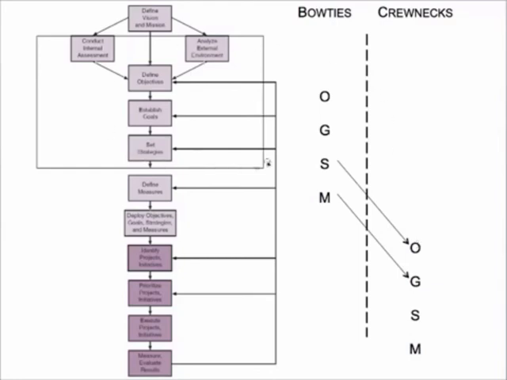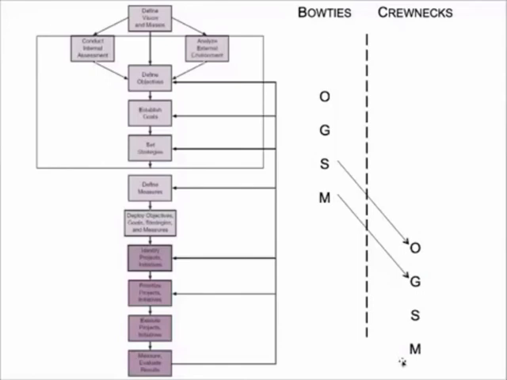So you've got your strategies that are set here, and then you're going to try to match your technology to that strategy, and a lot of times the technology is played out with the crew necks. So you've got the bow ties making decisions, the crew necks actually doing the work, and the technology is supporting both sides of this dashed line here.